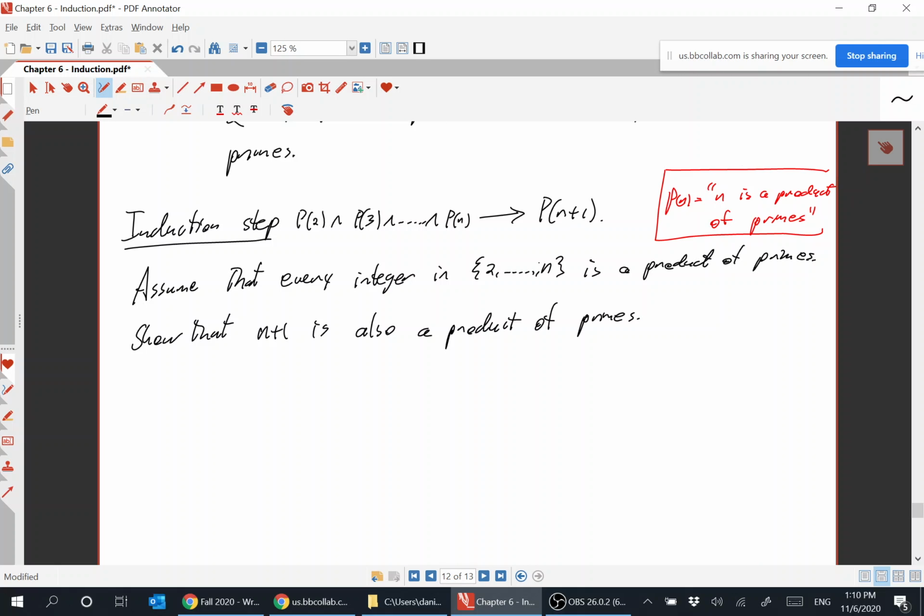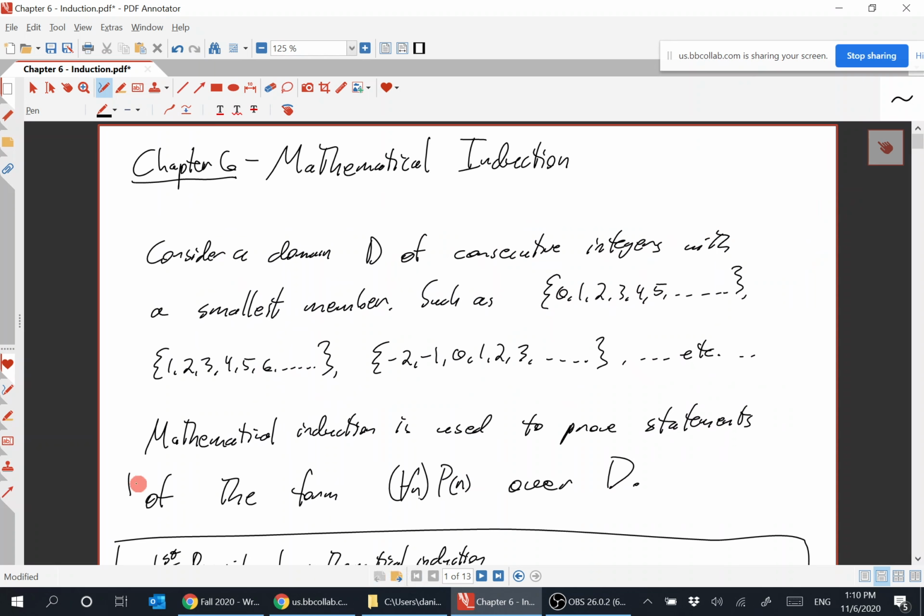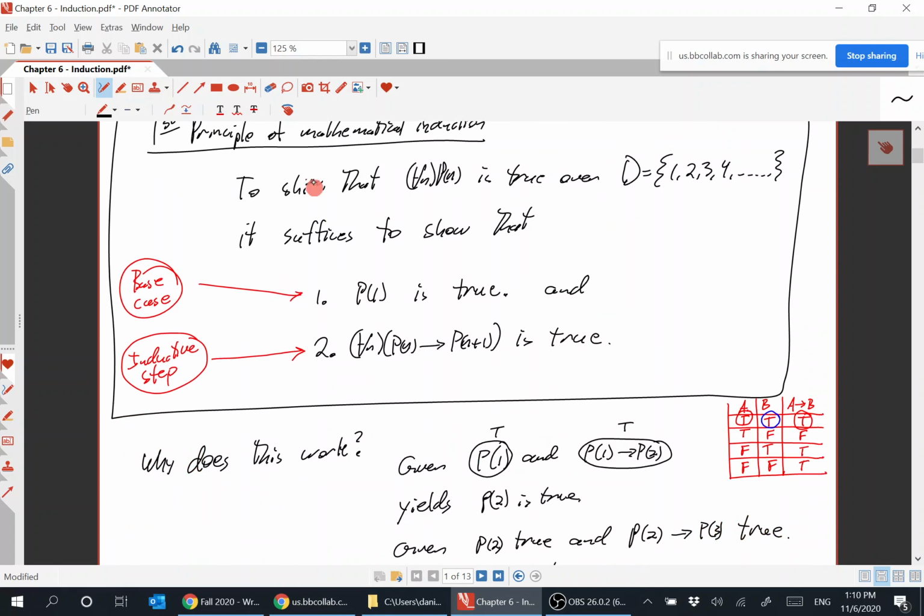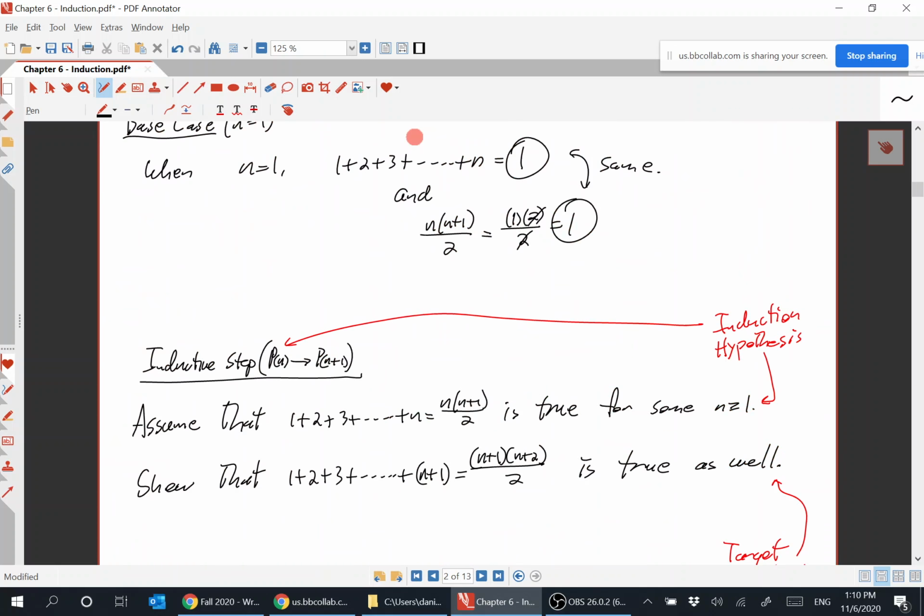So there's two cases. If n plus 1 is prime, which it might be, like n plus 1 is 89 or something like that, then it is, by convention, a product of primes. If n plus 1 is not prime, then what happens?